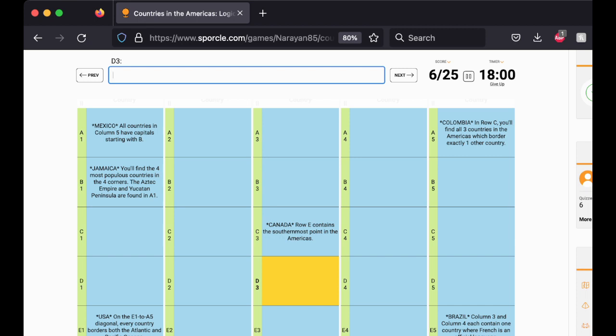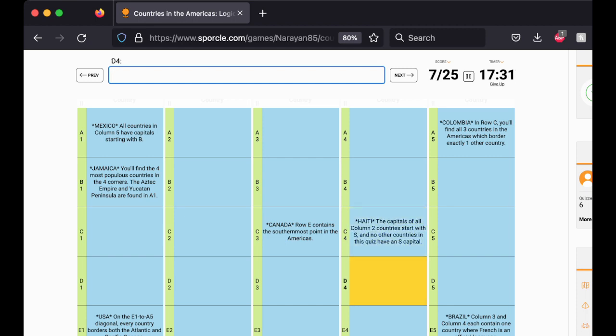Row C, you'll find 3 countries in the Americas which border exactly one other country. So, okay, Haiti borders the Dominican Republic only on the island of Hispaniola. Also, Haiti, I believe, Creole and French are official languages. So I'm going to say Haiti for C4.